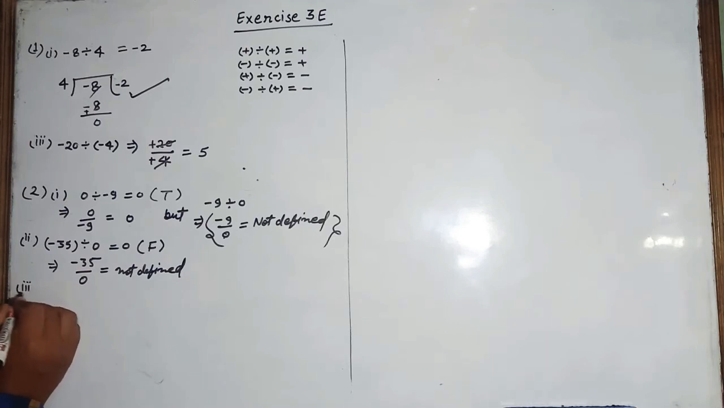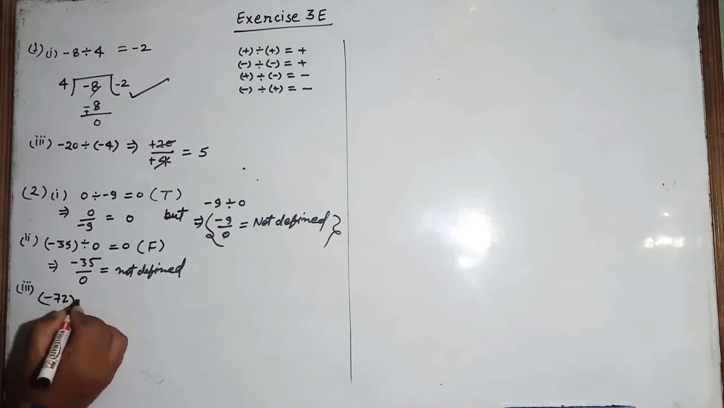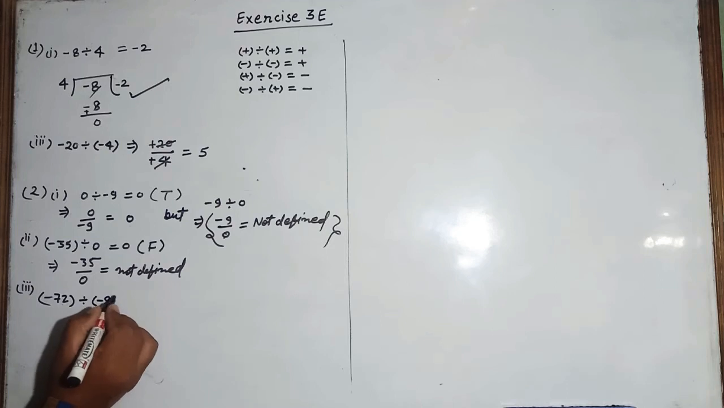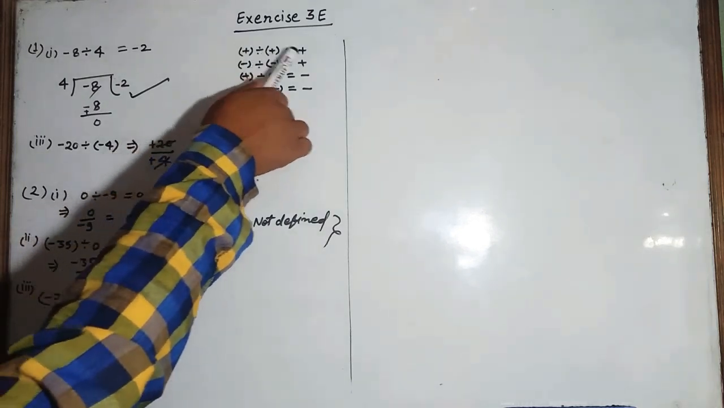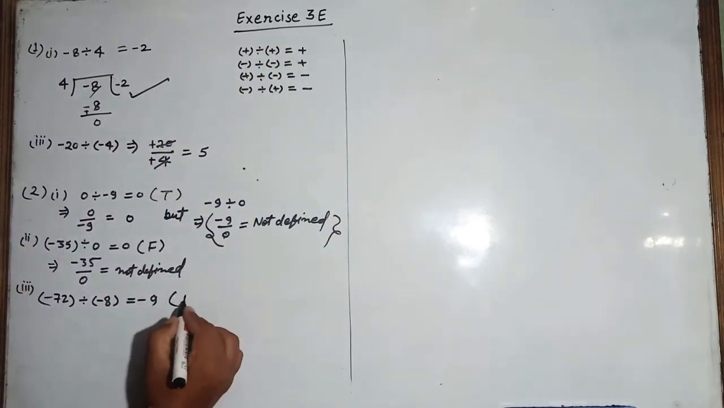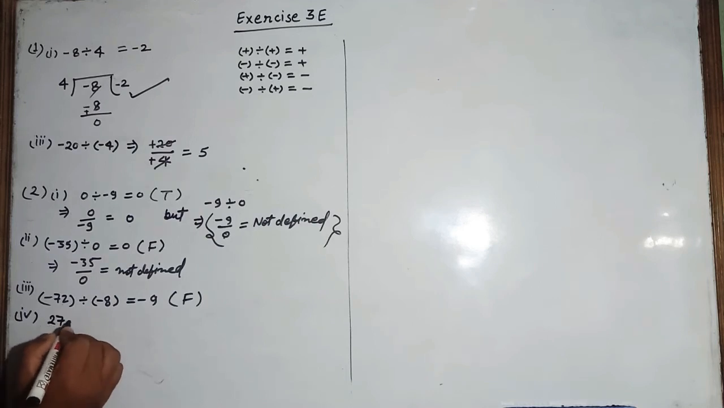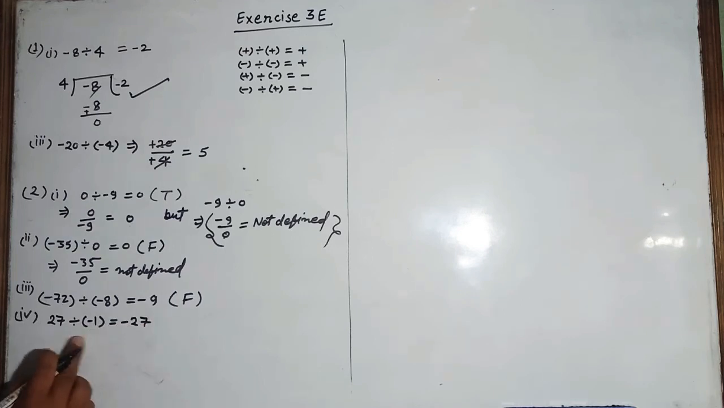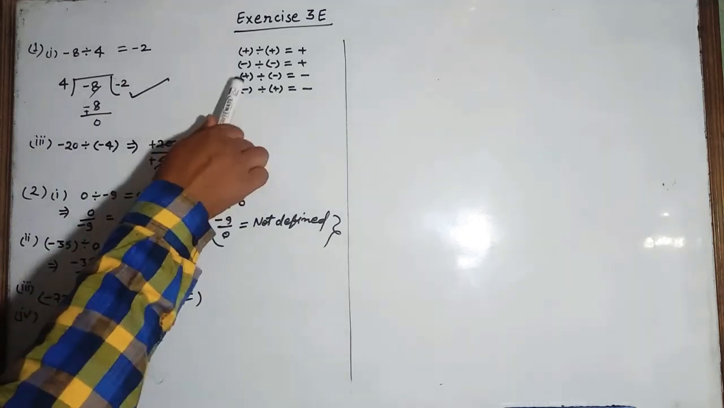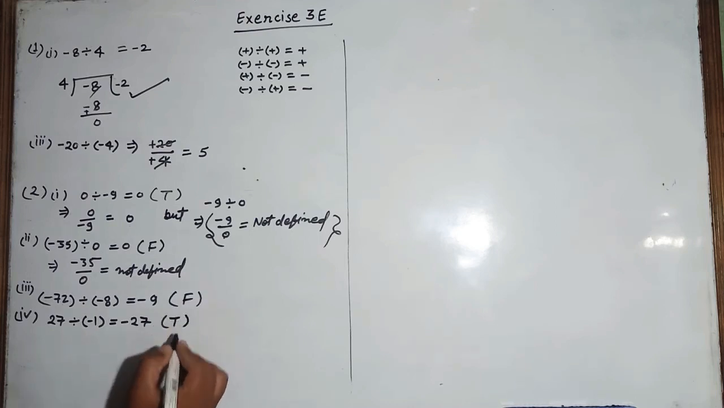Now come to the third part, that is -72 divided by -8 is equal to -9. You know that minus divided by minus, so our sign should be plus. Simply you can write here: false statement it is, because our answer should be positive. Fourth part, 27 divided by -1 is equal to -27. You know that if we are dividing a positive number by some negative number, the result will be negative only, and we are dividing by 1, so it will be true.